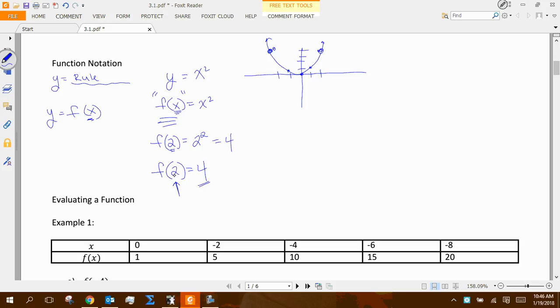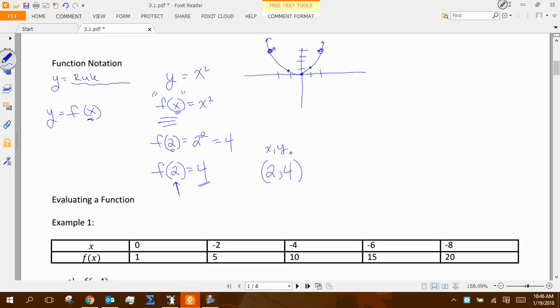If that's the information, now I put 2 in, I got 4 back. We'll put 2 in as an input, and you got 4 back as an output. We write this as an ordered pair, x comma y, y being the vertical distance from the x-axis.